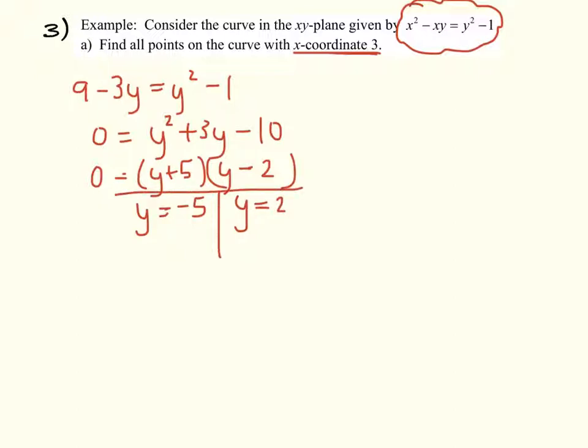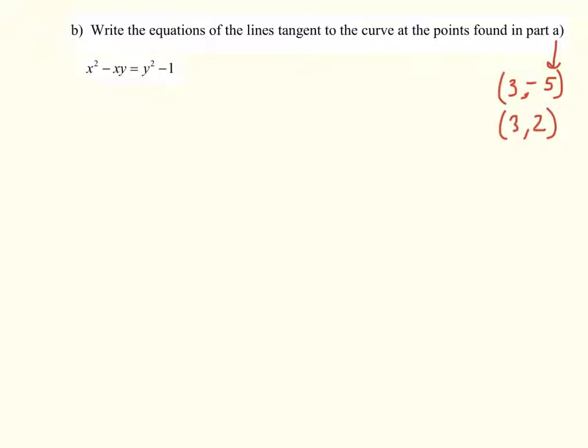All right, so those are my y values, and here was my x coordinate. So I put the 2 of those together, and I have 2 points. So I have (3, negative 5), and I have (3, 2). So those are the 2 points that have an x coordinate of 3. Okay, part B of this question is getting into that idea of a tangent line again. So write the equations of the lines, so more than one line, tangent to the curve at the points found in part A. So here I remembered the points I found in part A, and I just jotted them down for us.